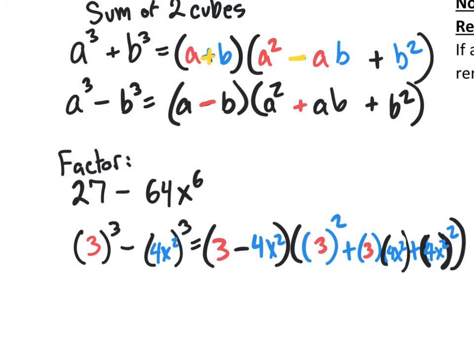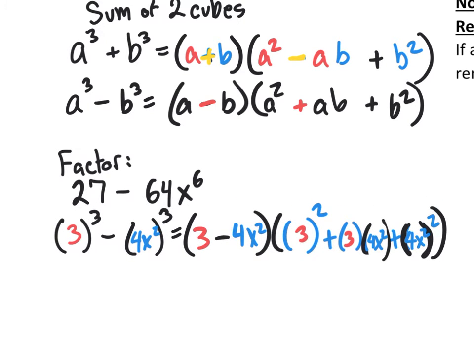So let's zoom in just for a second. Well, let's not zoom in. Let's work on the trinomial part. So we have 3 squared, that's 9. We have 3 times 4x squared, that's 12x squared, so plus 12x squared.